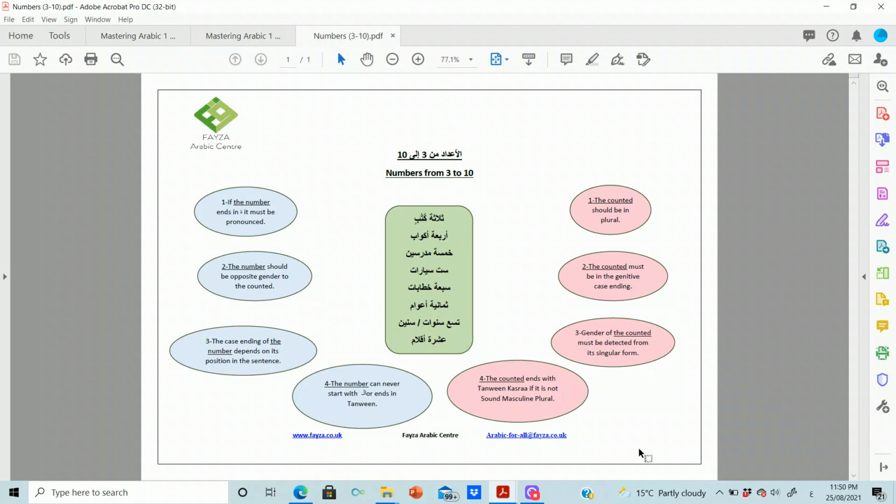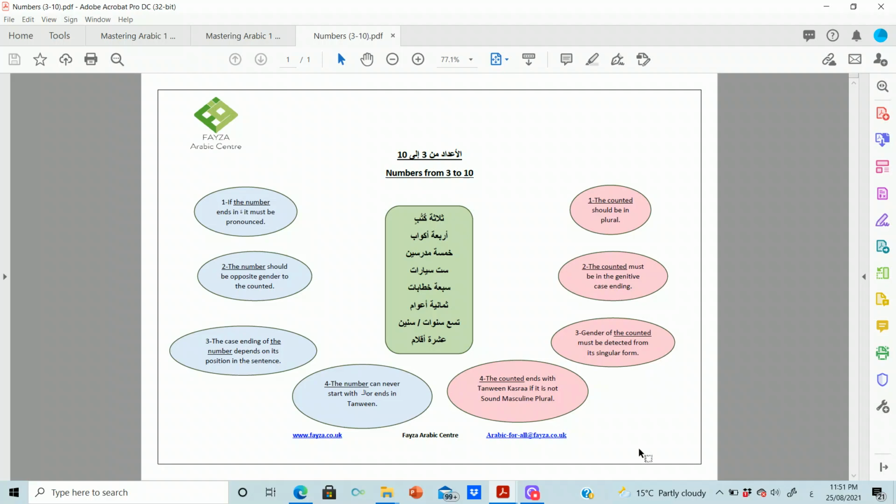We have those examples: ثلاثة كتب, 3 books. أربعة أكواب, 4 cups. خمسة مدرسين, 5 male teachers. 6 سيارات, 6 cars. 7 خطابات, 7 letters. 8 أعوام, 8 years. 9 سنوات أو سنين, both are correct, 9 years again. 10 أقلام, 10 pens.